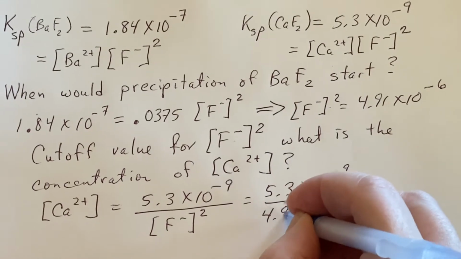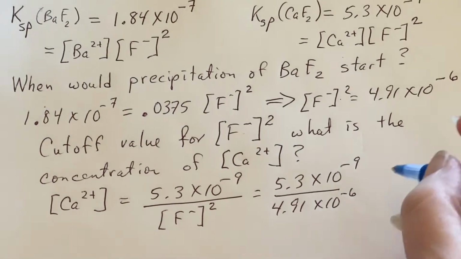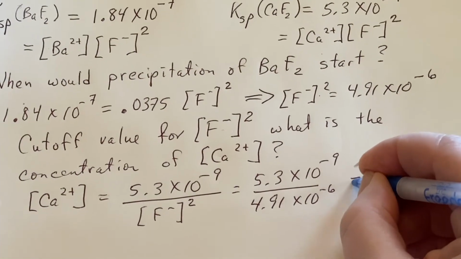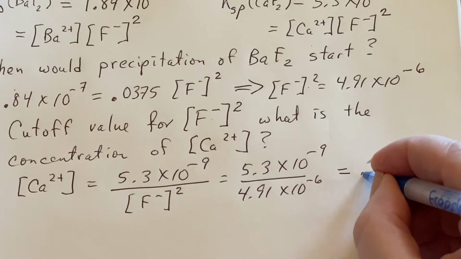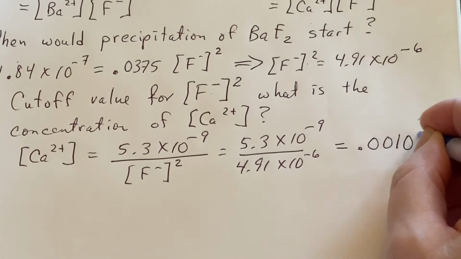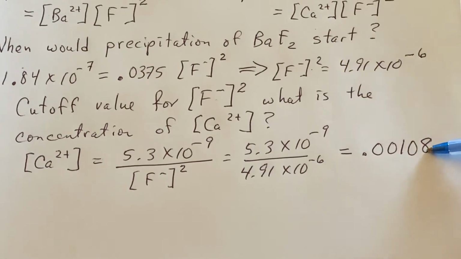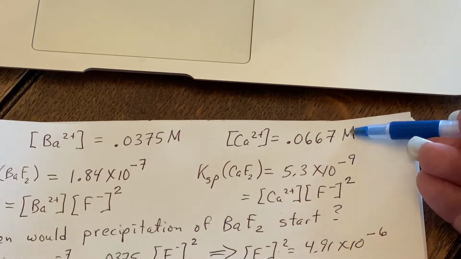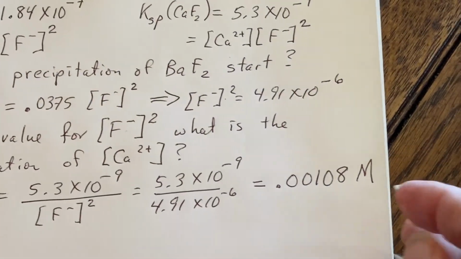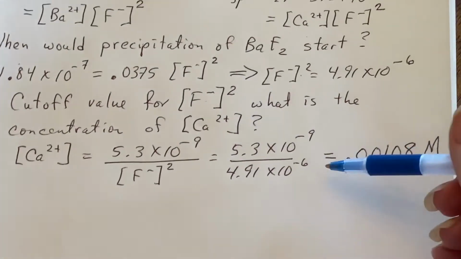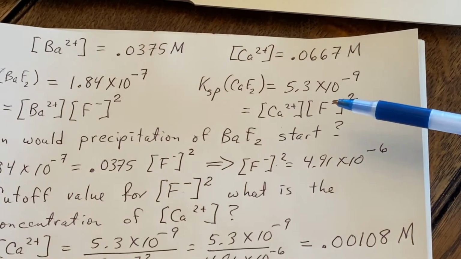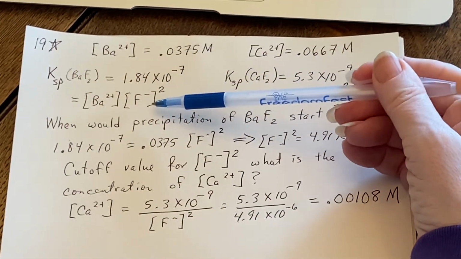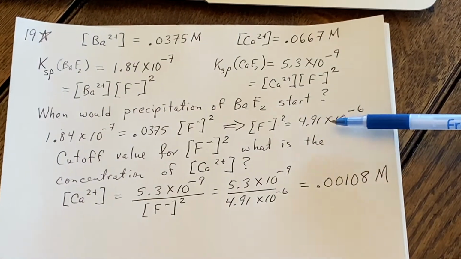Put in this one that I just figured out, including my shortcut of not bothering to find out what it is all by itself. I just used the squared. And I would end up getting from that 0.00108, which is definitely less than it was, right? It started at the 0.0667 molarity, and now it's down to this molarity. That's good. That means I have removed a lot of calcium ions in the form of calcium fluoride, and I haven't contaminated it with any barium fluoride because I haven't gone over this number.